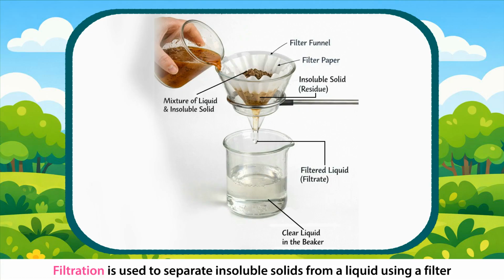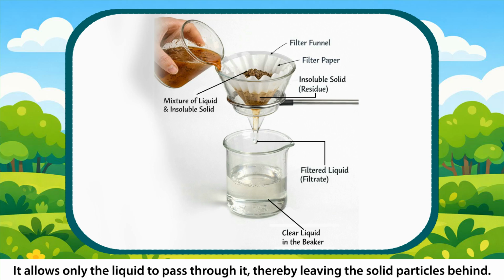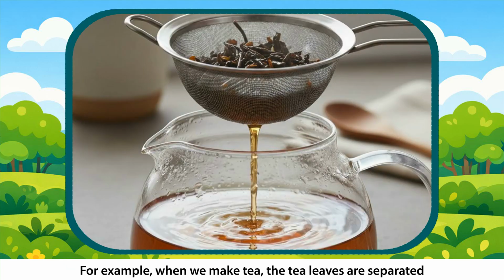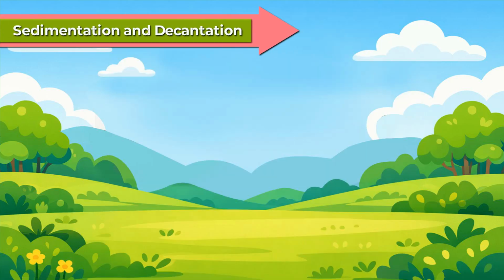Filtration. Filtration is used to separate insoluble solids from a liquid using a filter, a piece of cloth, paper, or a filter funnel. It allows only the liquid to pass through it, thereby leaving the solid particles behind. For example, when we make tea, the tea leaves are separated from the tea using a tea strainer, filter.